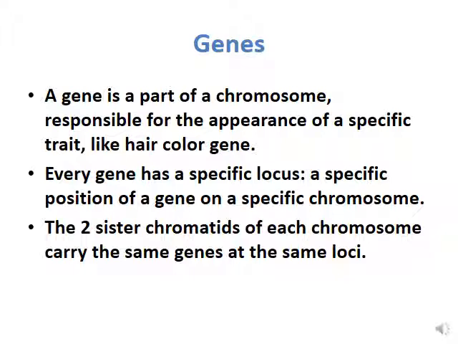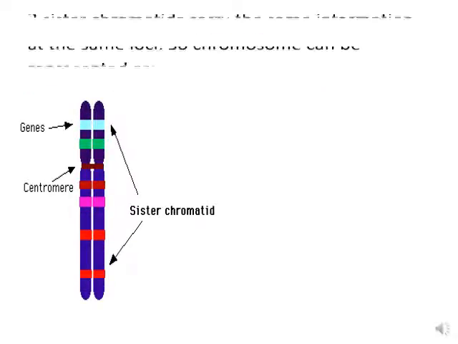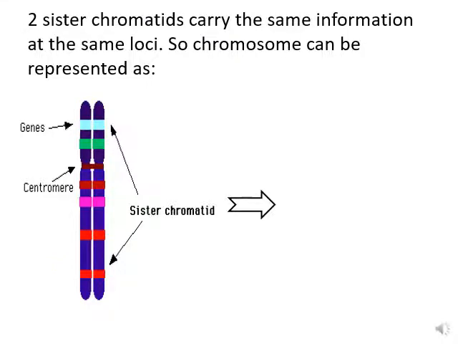So every gene has a specific locus. So the meaning of locus, it's a specific position of a gene on a specific chromosome. For example, the gene for the blood group is located, for example, on chromosome number 9. So it has a specific locus, a specific position. The two sister chromatids, they carry the same genes as we see before at the same loci. Loci is the plural of locus. So here, instead of writing this, they can be simplified and can be represented as one.